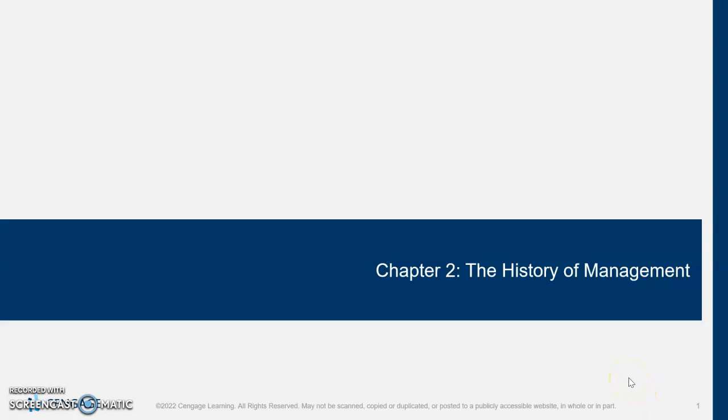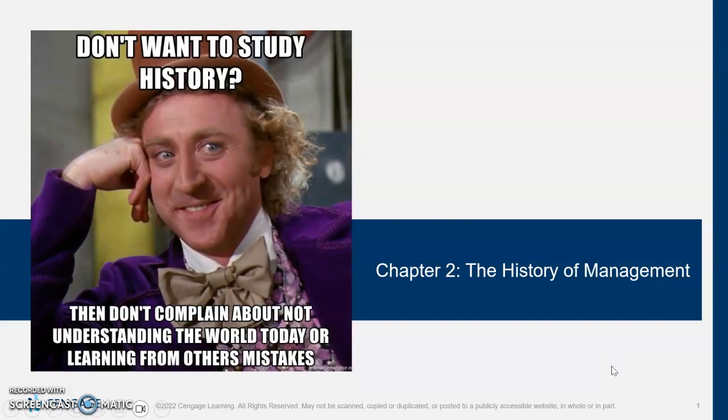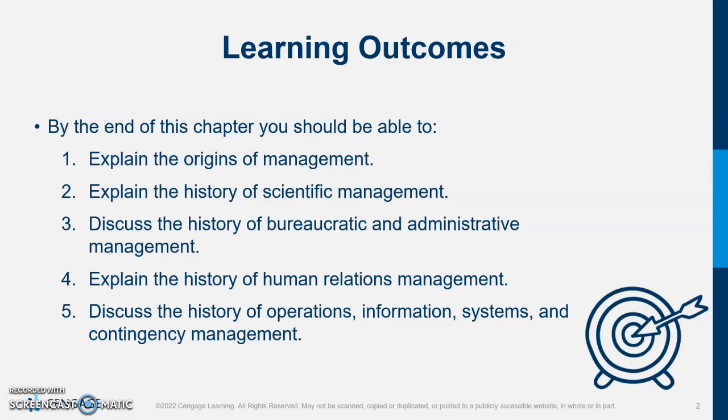This mini lecture will take a look at Chapter 2, the history of management. The reason we want to study history is so that we can learn what has worked and what has not worked for others in the past to become even better. Here are the learning outcomes for the chapter. You may pause here and read them if you choose.